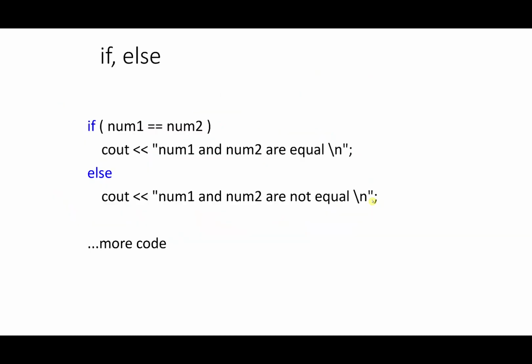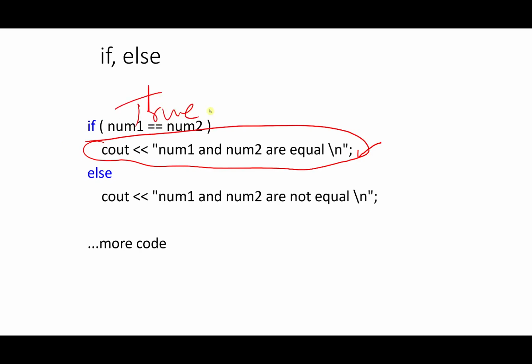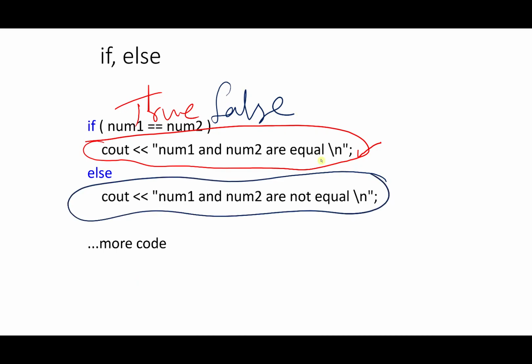So here it is. I have only one statement in each block, right? So if I have only one statement, I don't need those. I can get rid of those, because I have only one statement in each block. So if num1 equals num2, then I'm doing this one, if this is true. And if this is false, then do this one. True, do this one. False, do this one.